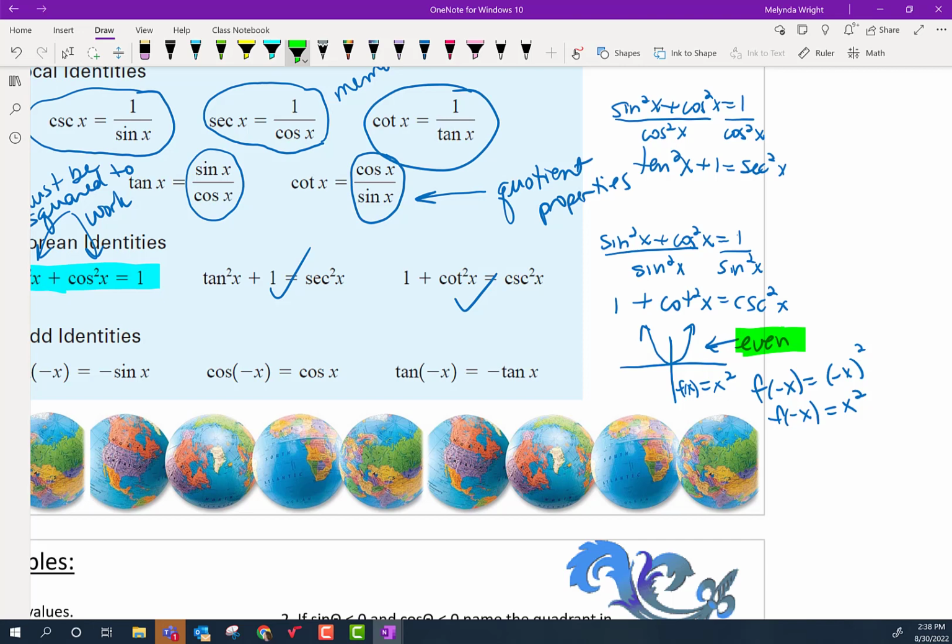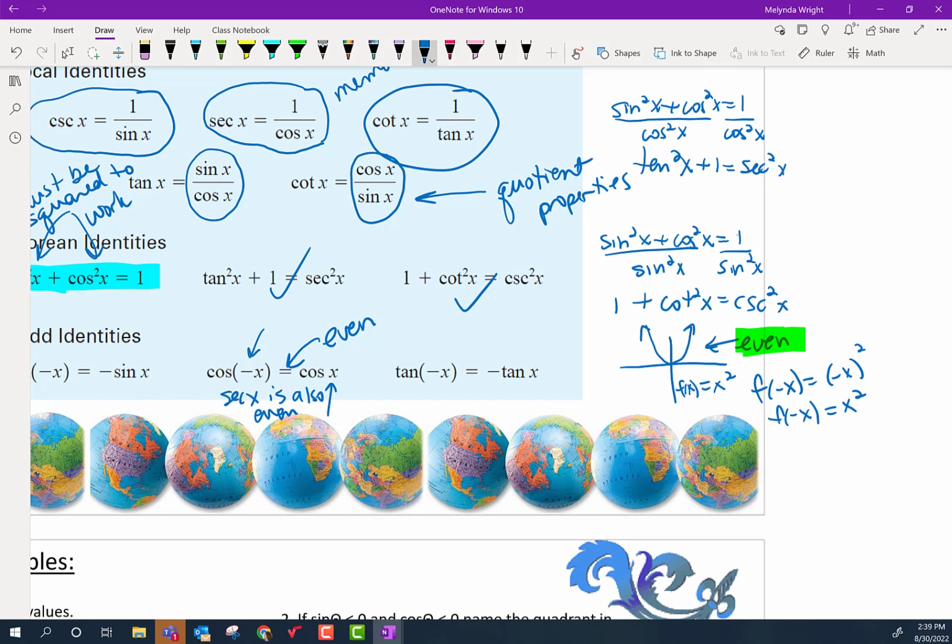That's even. The even trig function is cosine. Cosine is even. You can see that you plug in the negative x and you generate just an x. That means it's an even function. So cosine is even, and its reciprocal secant is also even. Okay?